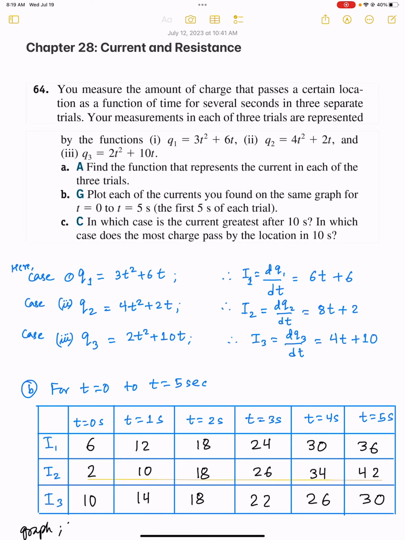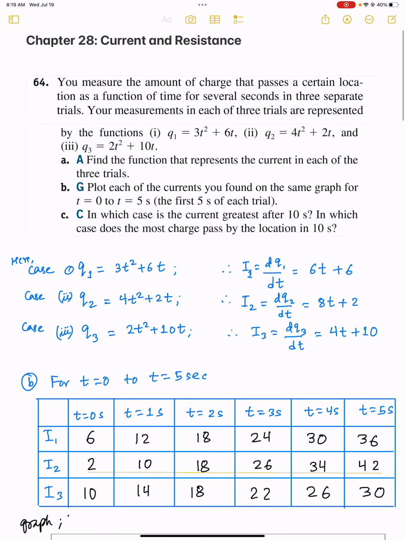Let's look at some problems from chapter 28. This is problem number 64, and we are given some charges as a function of time: q1 equals 3t squared plus 6t, q2 equals 4t squared plus 2t, and q3 equals 2t squared plus 10t. For part A, we have to find the current in each of the three trials.